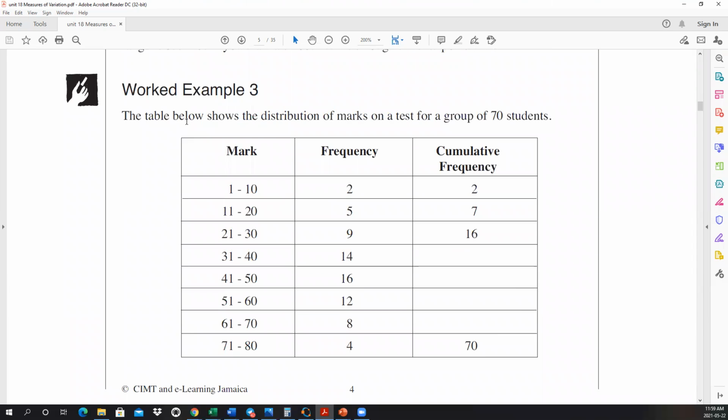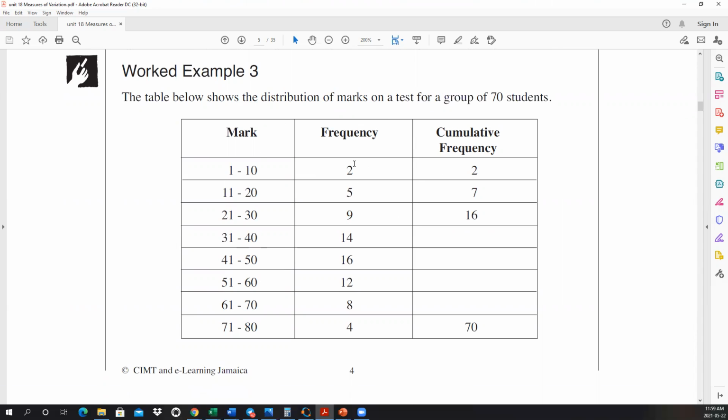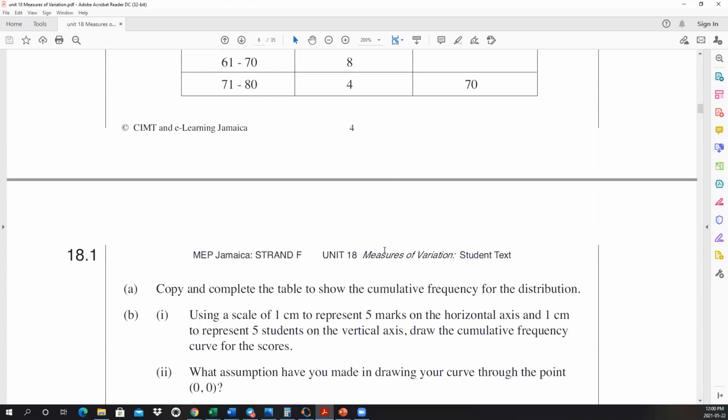And then here's another example. The table below shows the distribution of marks on a test for a group of 70 students. You have the marks, you have the frequency, cumulative frequency. So you just add up. So this is 2 and 5 are 7, 7 and 9, 16, 16 and 14 are 30, 30 and 16 are 46. And it goes on, 46 and 12, you know, some number, 58, right? 58 and 8, 64, or 66. Whatever, I'm going to lose count. So we'll go down.